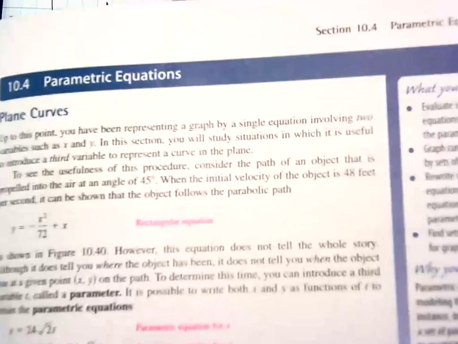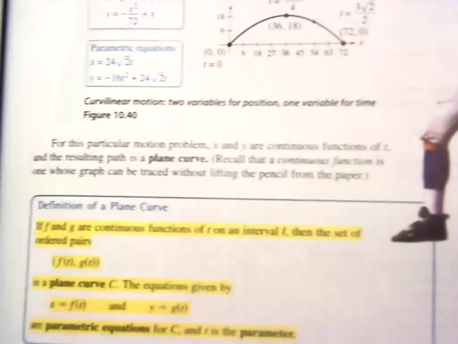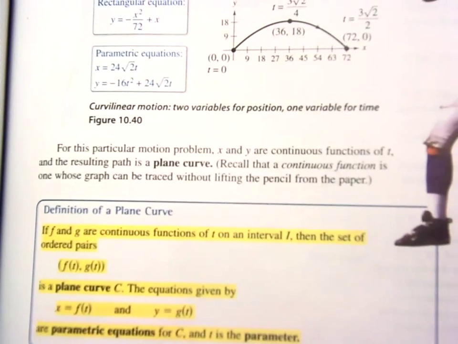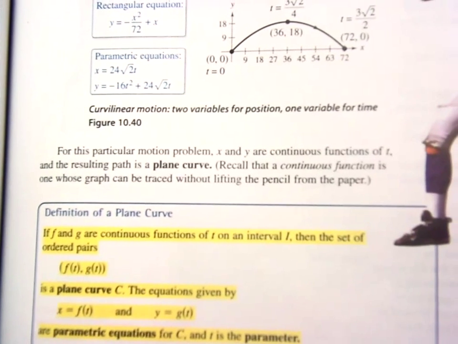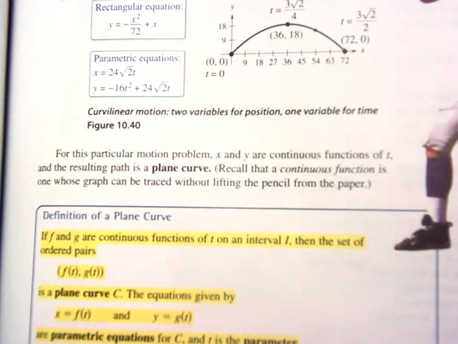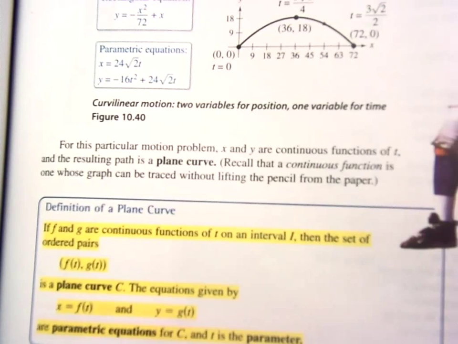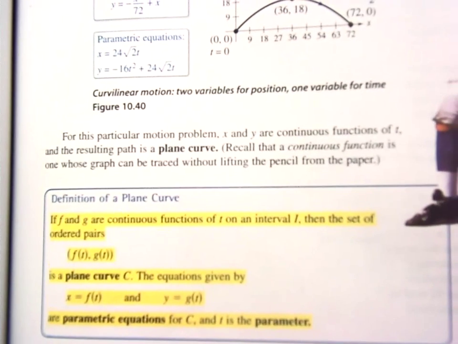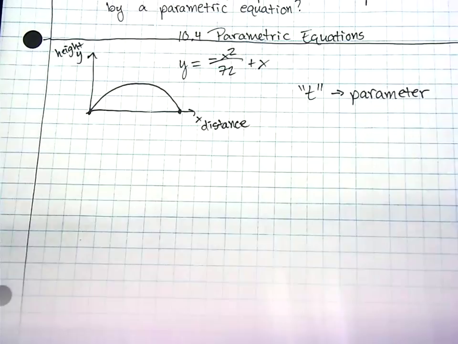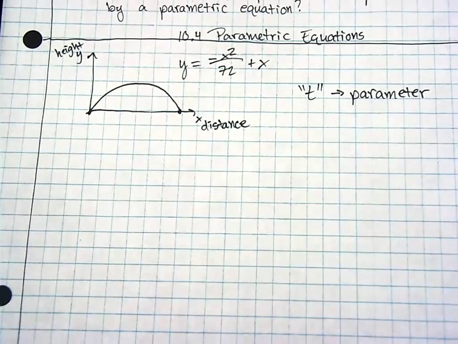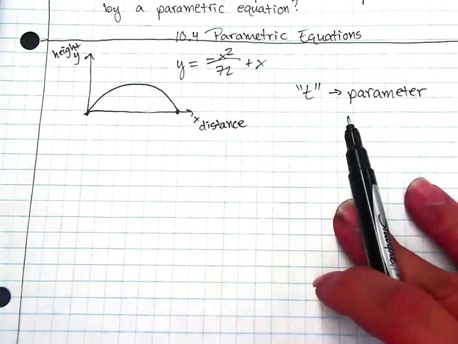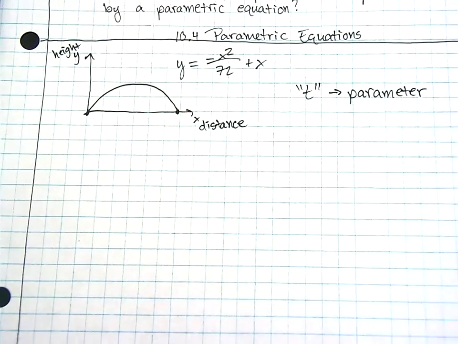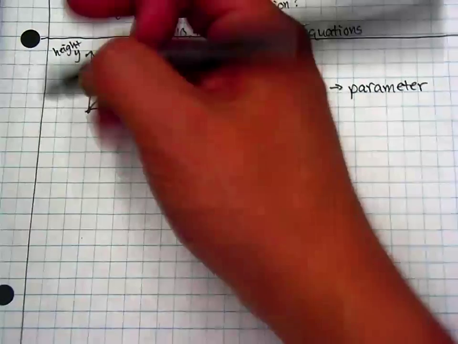Okay? If you want to read up a little more about it, there is an intro right there, but let's go ahead and continue. What I want you guys to copy down is that highlighted section. So definition of a plane curve. If f and g are continuous functions of t on an interval I, then the set of ordered pairs, and so on, is a plane curve. Make sure to copy all of that down. Okay. So moving on from that, the only thing we're going to be doing today is sketching the parametric equation, which will come out as some sort of curve.